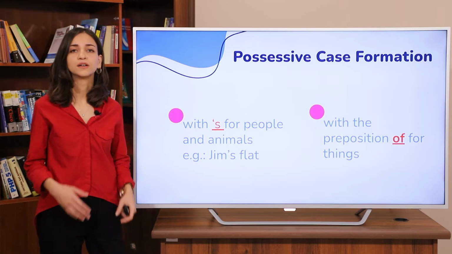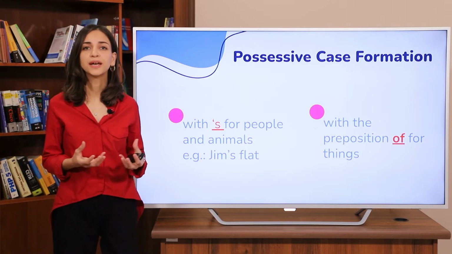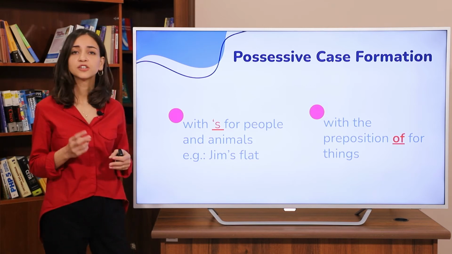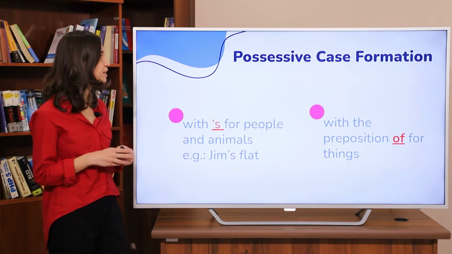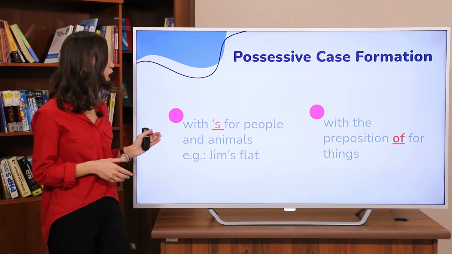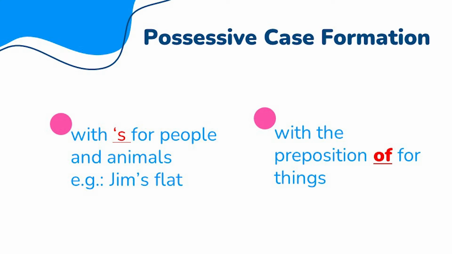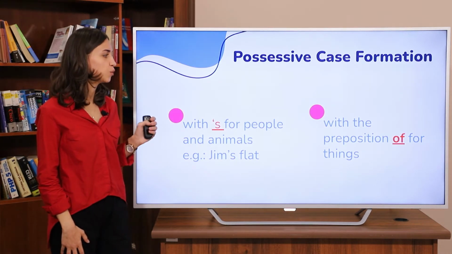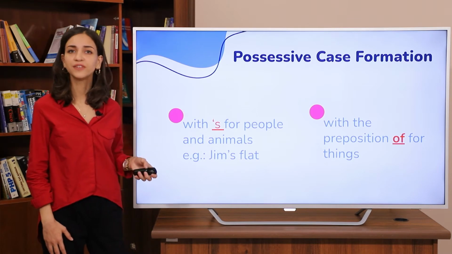So, now let's understand how we can form the possessive case in English. Usually, there are two ways of forming the possessive case in English, which are with apostrophe s for people and animals. For example, we say Jim's flat. Another way of forming the possessive case in English is with the preposition of for things.